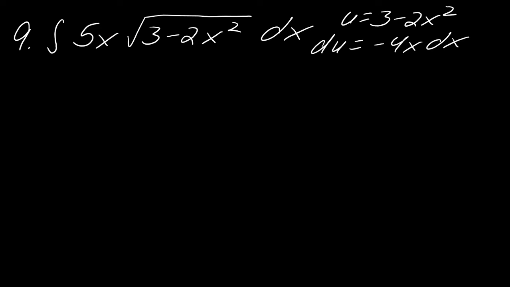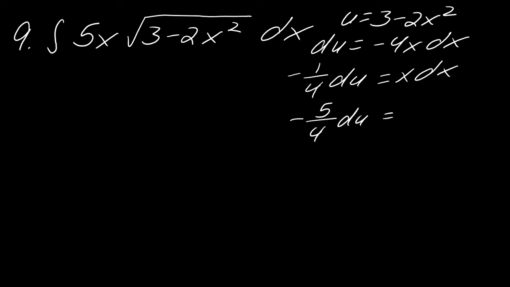So first things first, I'll divide both sides of this by negative 4. So I have negative 1 over 4 du, and then this would be x dx. And then if you wanted to substitute out the 5, you could do that. So if that makes you happy, you could manipulate this further and write this as negative 5 over 4 du equals 5x dx, because then that allows me to substitute out this and this pretty easily.